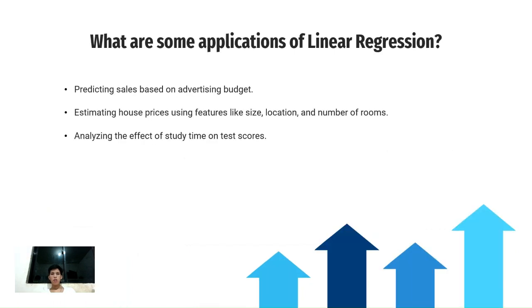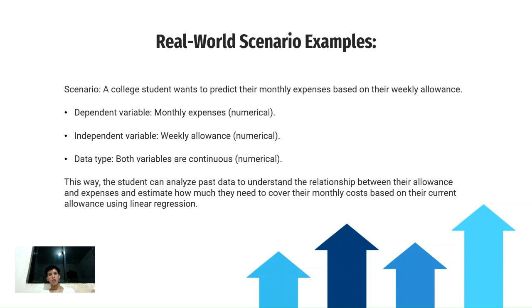Okay, so what are some applications of linear regression? We can use linear regression for predicting sales based on advertising budget, estimating house prices using features like size, location, and number of rooms, and analyzing the effect of study time on test scores. These are real world scenario examples. I have one example right here.